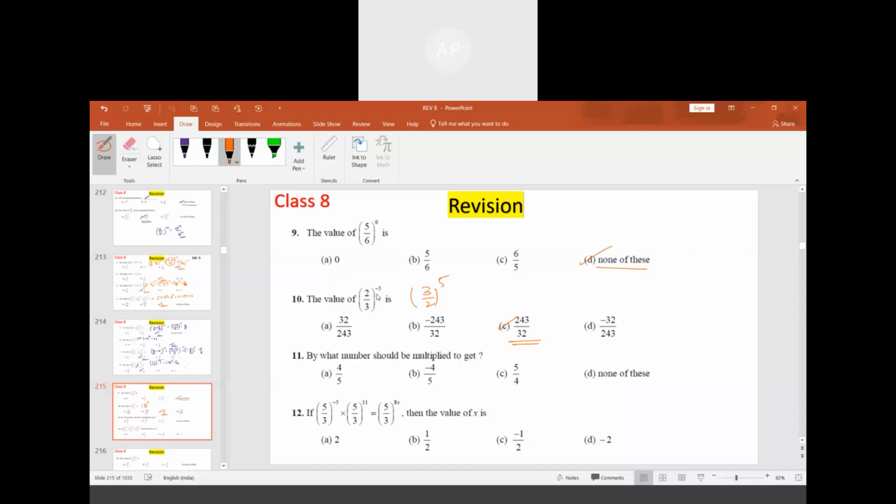It becomes reciprocal and the minus will be gone. When minus, it becomes plus. If you have a by b to the power minus 1, it is written as b by a. 1 by a by b is nothing but 1 into b by a, so b by a. So if you have a by b to the power minus 5, it will be b by a to the power 5. We get option C as the answer. Understood? Yes, sir. So, 11th question.